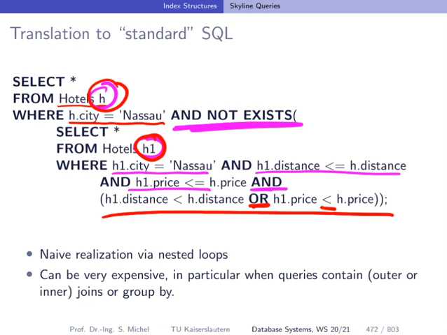The naive way to execute this is using nested loops. And this, of course, can be very expensive in case the queries would also contain more complex SQL, like joins or group by, which in this case is not the case, but the other example from before was more complicated to execute. But the concept is the same. The trick here is to just realize again that a point is in the skyline if there's no dominating point, and this is just done by this not exists.